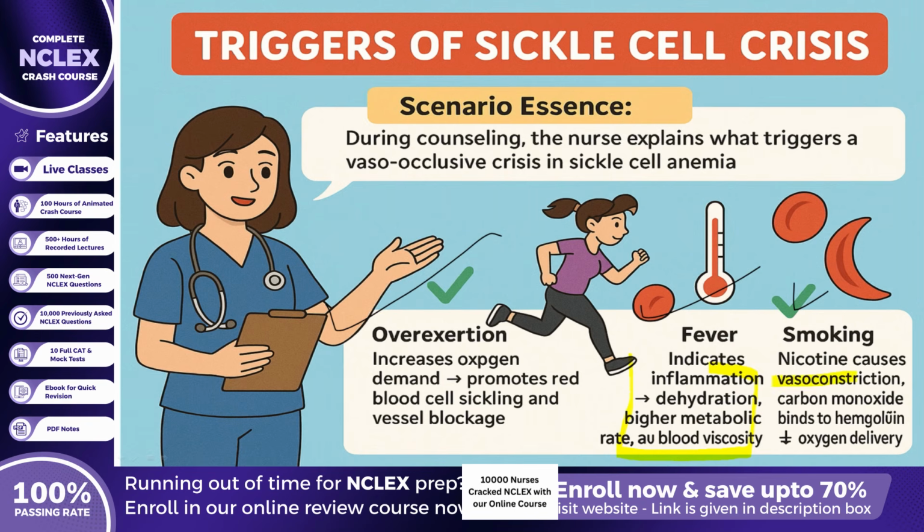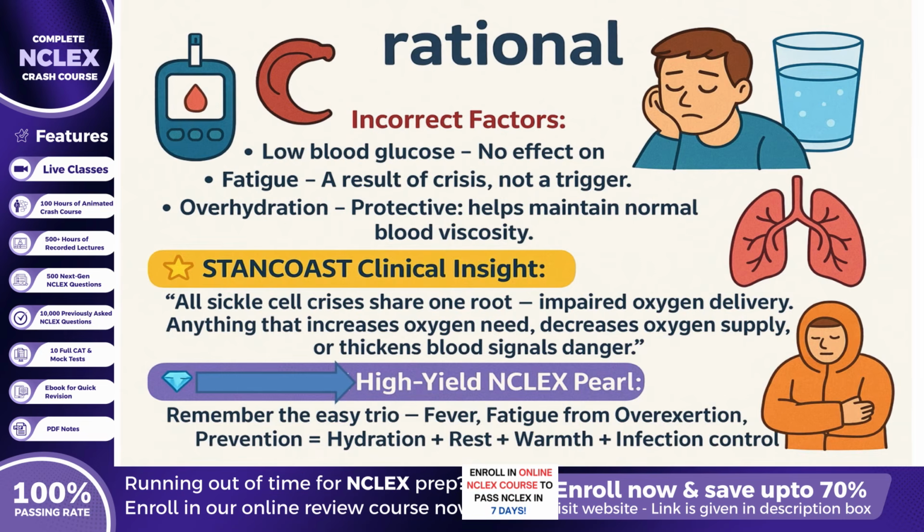Together, these effects make smoking a major modifiable risk factor for triggering crises. Now, let us briefly review the incorrect responses. Option 1, low blood glucose level, does not directly influence oxygen delivery or sickling of red cells. Although it may lead to fatigue or weakness, it is unrelated to the pathophysiology of a crisis.